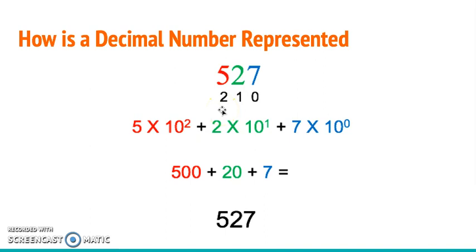So to represent this as an equation, we can show it below. 5 holds the 2 spot, meaning that 5 times 10 to the second will represent that digit. Next, 2 times 10 to the first represents the next digit. And last, 7 times 10 to the 0 represents the last digit. So adding up these actual numbers will give us the number 527. You'll see why this is important later on.